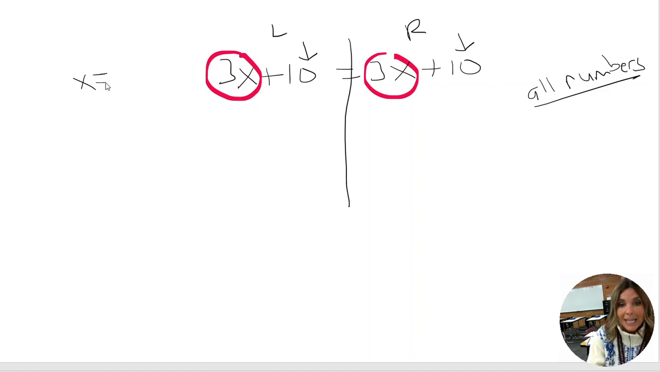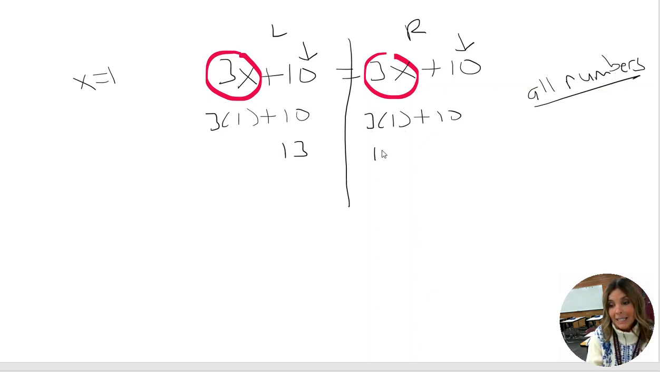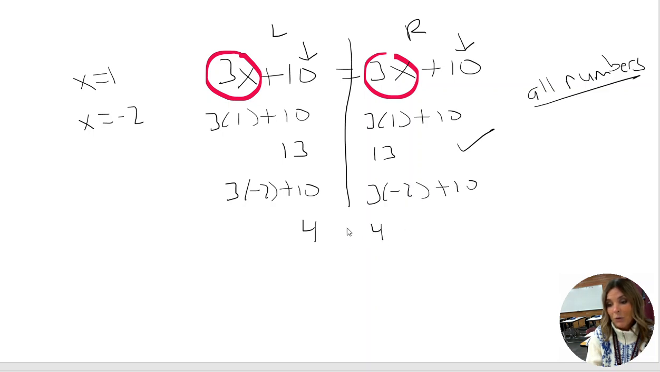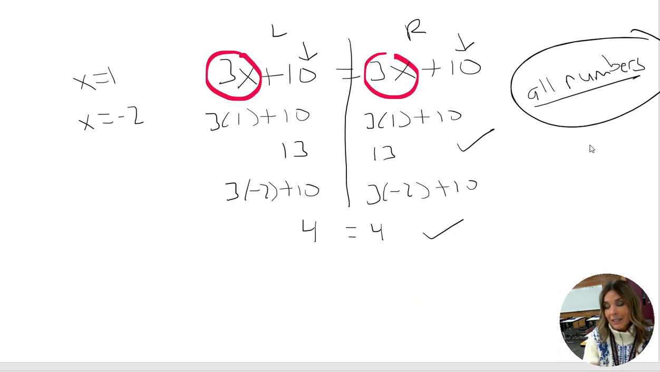So let me show you. Let's say I choose 1. Well, if I do 3 times 1 plus 10, that is 13. 3 times 1 plus 10 on the other side is also 13. 13 does equal 13. Or if I do negative 2, 3 times negative 2 plus 10, that is going to give me a 4. 3 times negative 2 plus 10 also gives me a 4. 4 does equal 4. True statement, so we know that the solution would be that any number would be a solution.